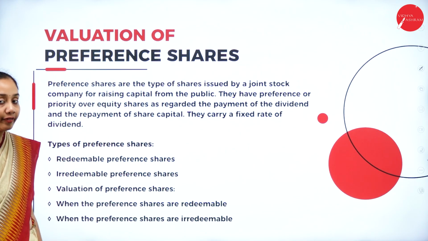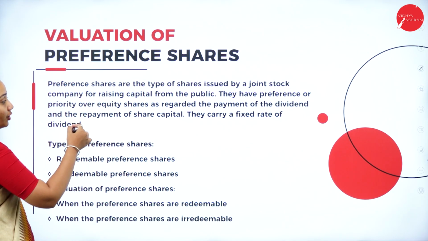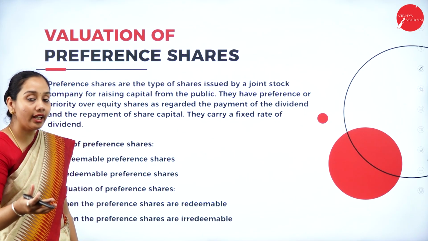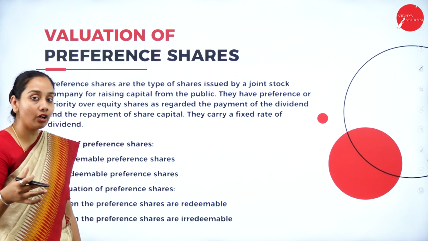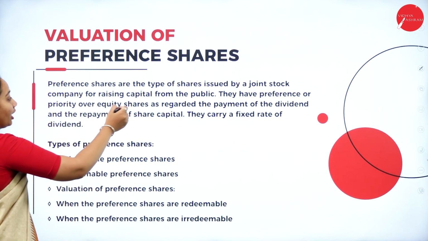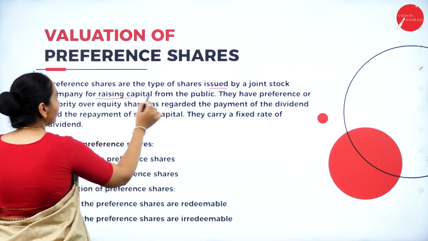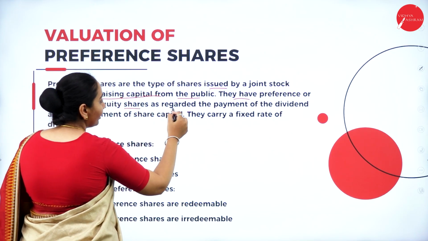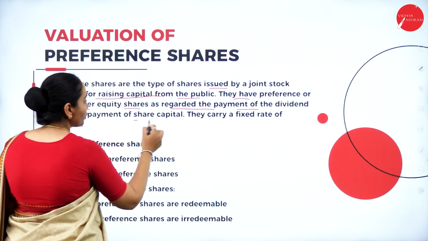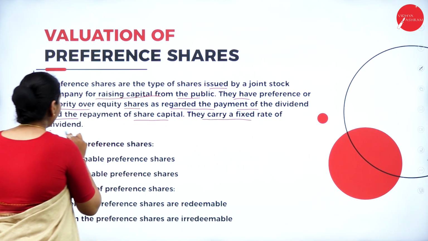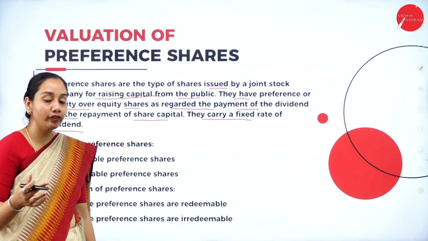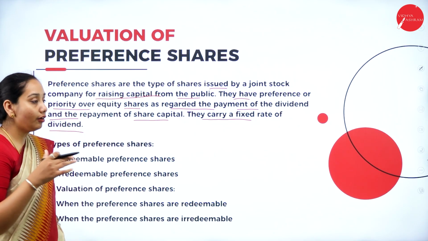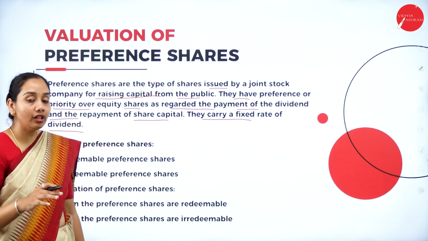Next is valuation of preference shares. What is a preference share? Preference shares are a type of shares issued by a joint stock company for raising capital from the public. They have preference or priority over equity shares as regards the payment of dividend and the repayment of share capital. They carry a fixed rate of dividend. So they have the foremost preference when the dividend is distributed to shareholders, and they get a fixed rate of return on the share capital they have invested.